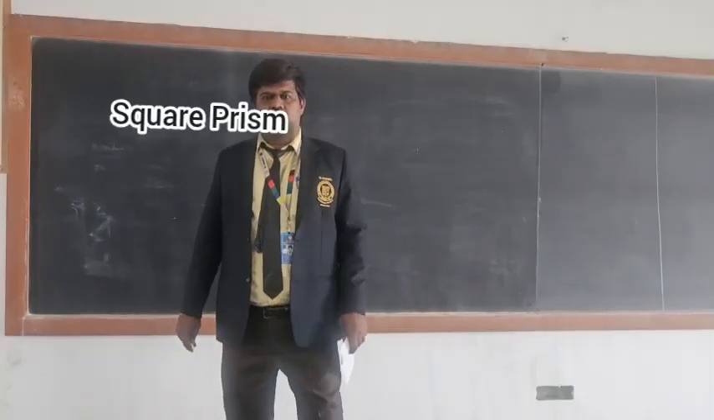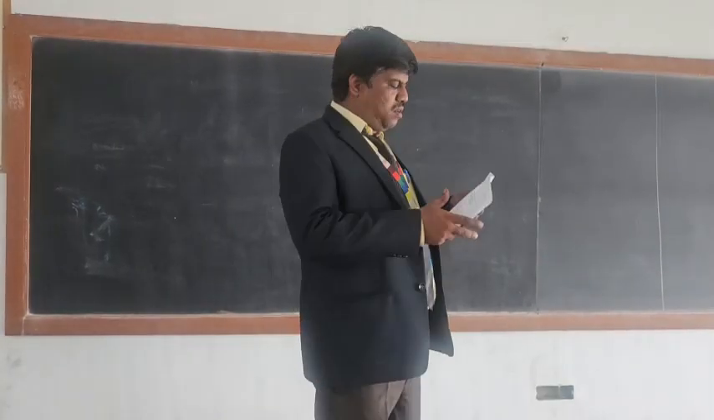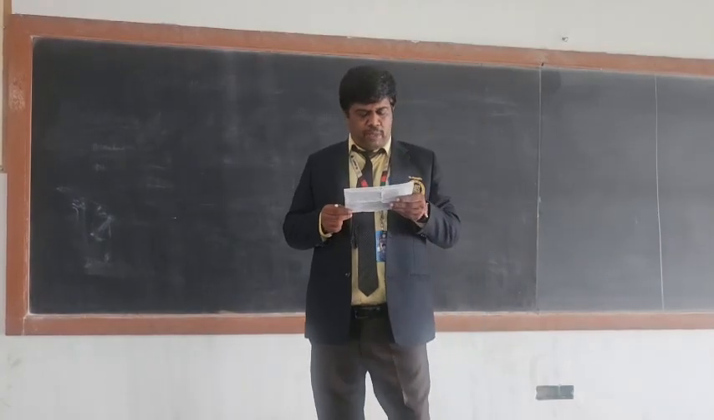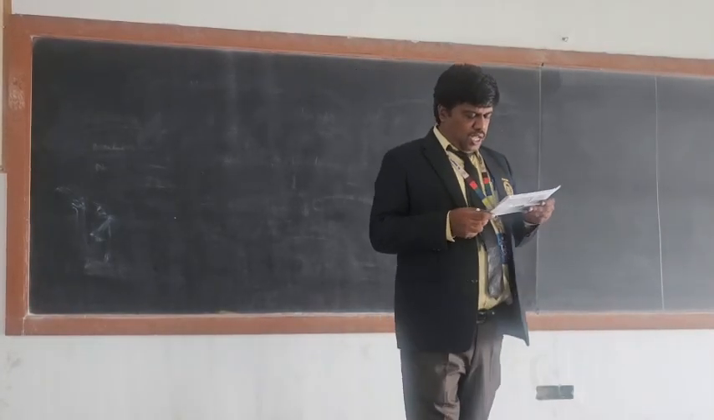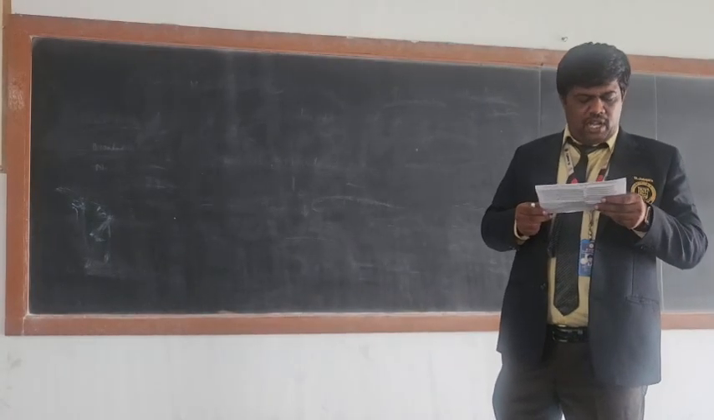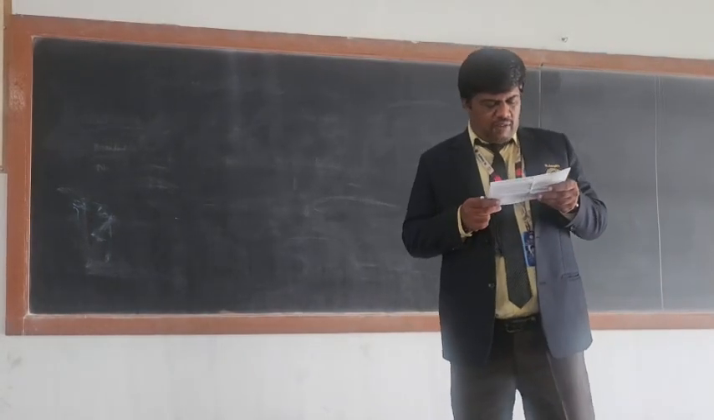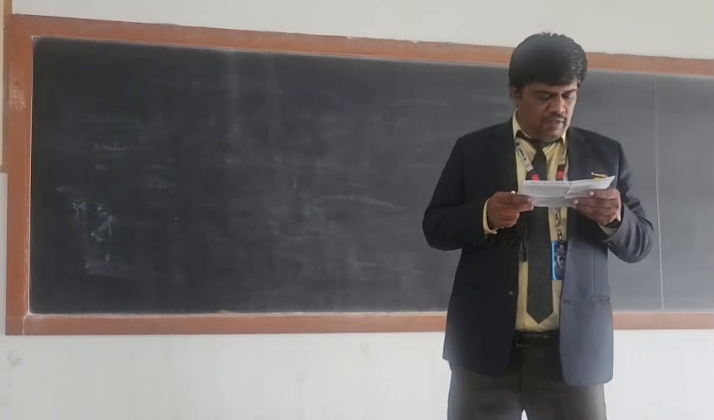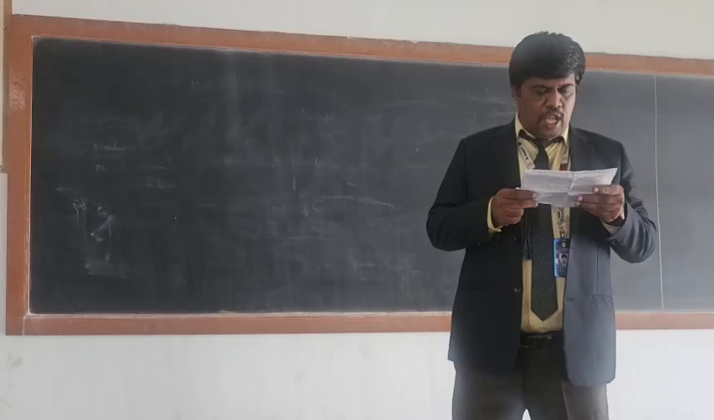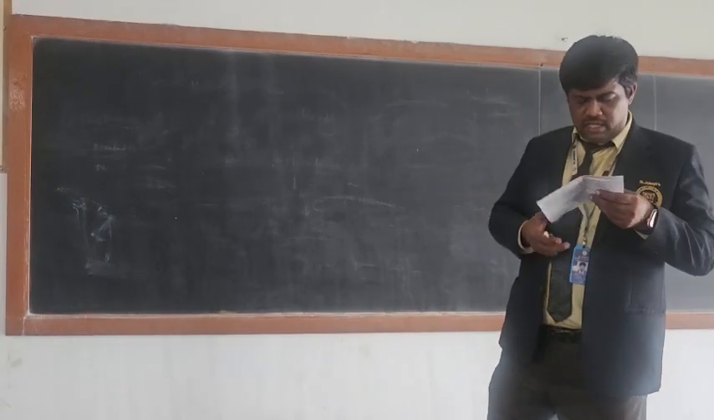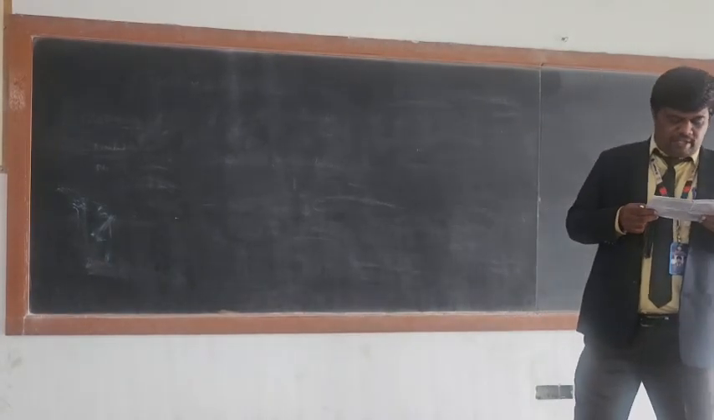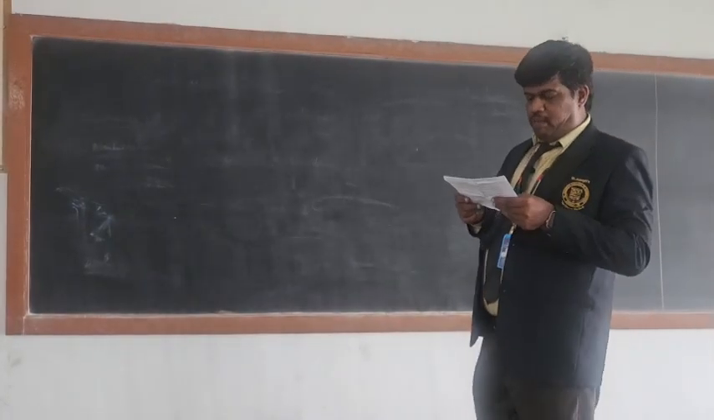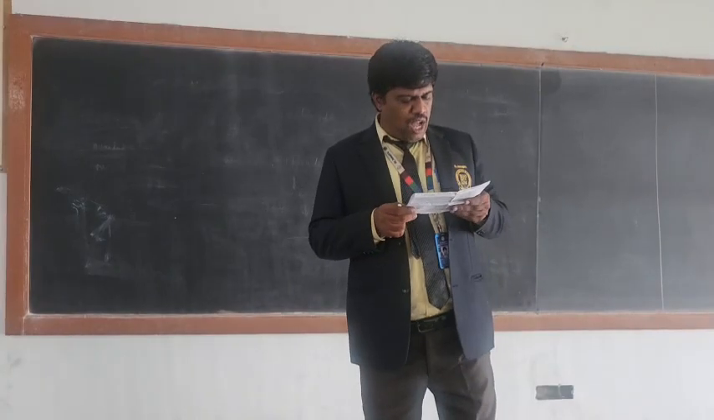Square prism. So this is the basic problem. Read the problem. Draw the perspective projection of a square prism of base side 30 mm and height 50 mm when it rests on its base on the ground plane with one of its vertical faces parallel to and 20 mm behind the fixed plane. The station point is 45 mm in front of the fixed plane and 60 mm above the ground plane.